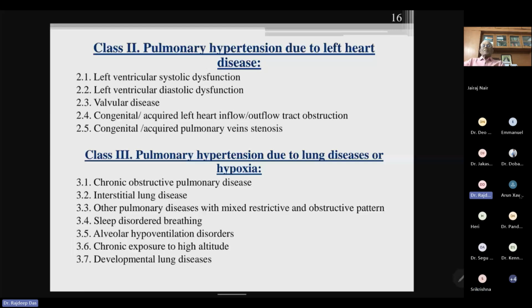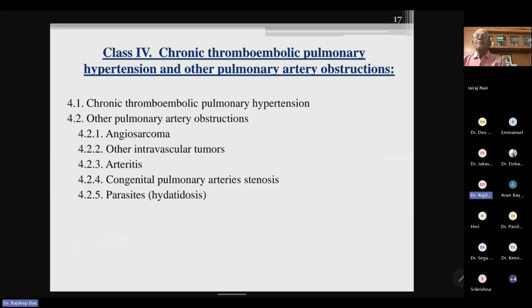Class 4 is the chronic thromboembolic pulmonary hypertension or other pulmonary arterial obstruction. It is the mechanical CTEPH, the much known CTEPH associated pulmonary hypertension. Other pulmonary artery obstructions also may be there, like angiosarcoma, other intravascular tumors, arteritis, congenital pulmonary artery stenosis, or parasites. But the main spectrum of this disease is thromboembolic obstruction of the pulmonary arteries.